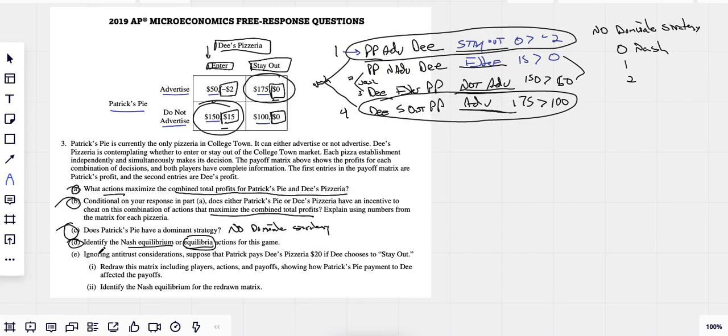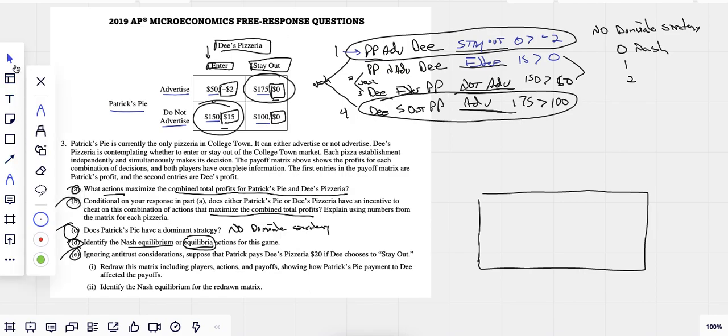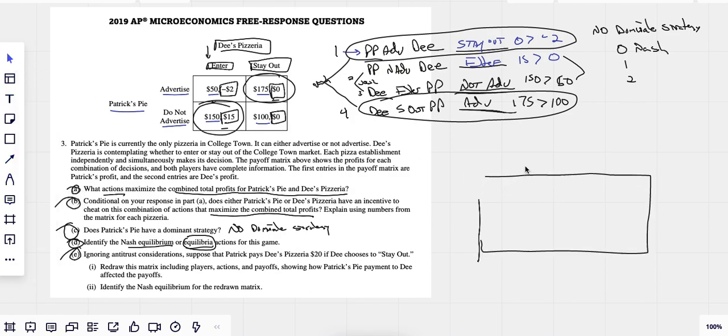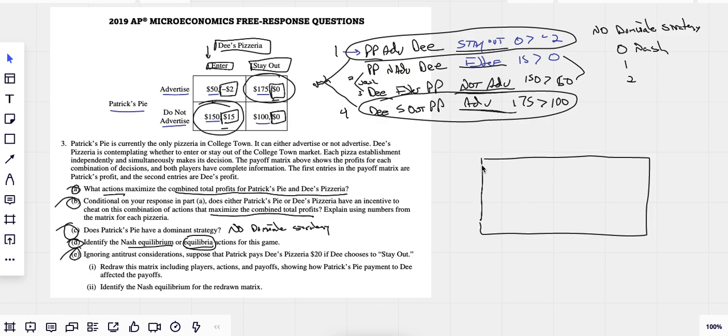Tricky. Let's read E, because E absolutely floored me the first time I read it, and I had no clue what they were talking about. Let's redo it. Let's see if I can move that up just a bit. I can get it. There we go. So let's redraw the matrix and talk about what they're saying here.